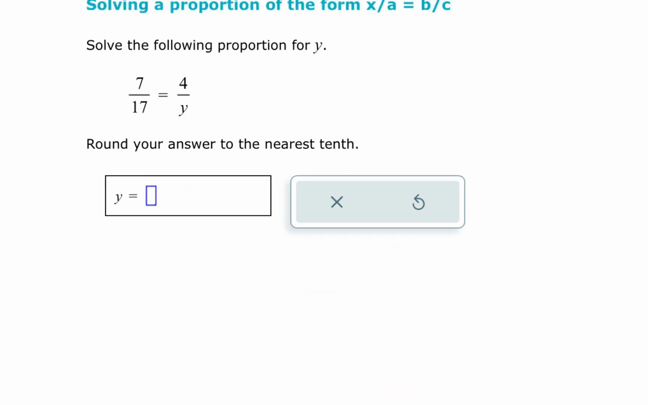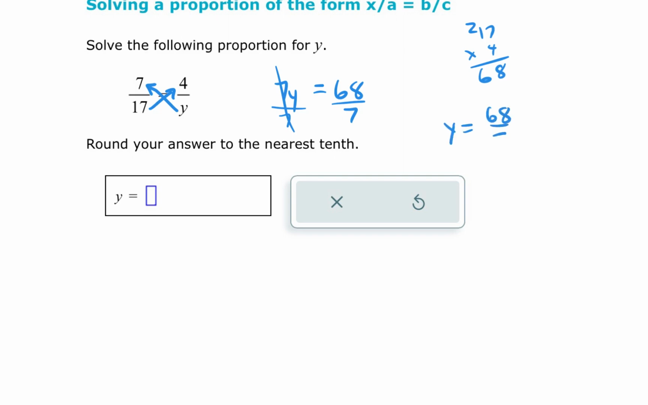This example, I'm going to do the same thing. I don't care that my denominator is going to be 17 times y, so I'm just going to use cross multiplication. y times 7 is 7y. 17 times 4, I don't know what 17 times 4 is. Let's work that out. 28, that'll be 68. So to solve this, now I'm going to divide by 7. That leaves me with 1y. Divide by 7 on the right. So y equals 68 over 7.